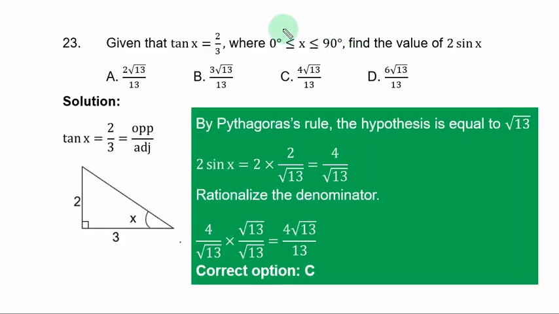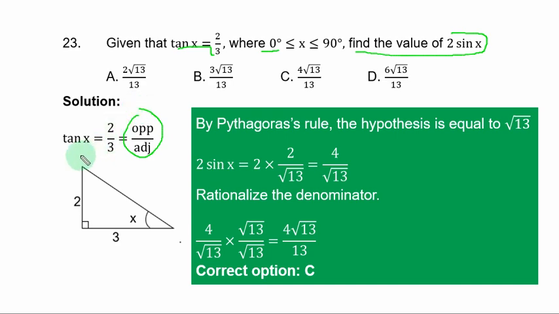Question 23. Given that tan s is 2 over 3, where 0 degrees is less than or equal to s, less than or equal to 90 degrees, find the value of sin s. Sin is the ratio of opposite to hypotenuse, and tan is the ratio of opposite to adjacent. That means we use the information about tan to get the hypotenuse for us to get the value of sin s.